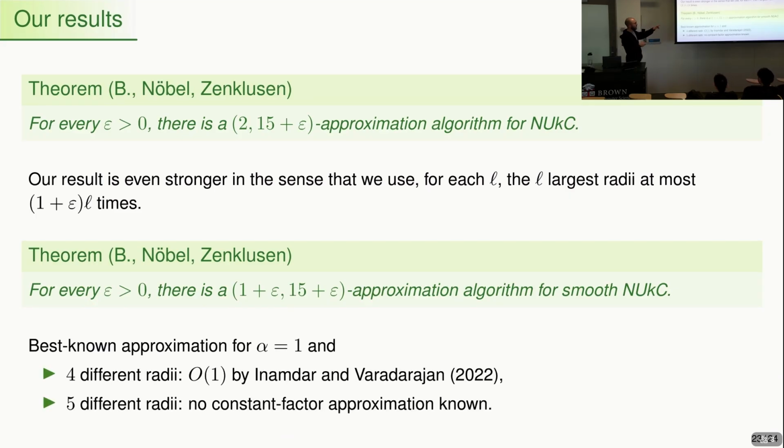Maybe one interesting open question is, this hardness result only applies if we have an arbitrary number of different radii. If this number would be constant, then it's conjectured that we could get a constant factor approximation, even if we don't open any more balls. For up to 4 different radii, this is known, but already with 5 different radii, this is still an open question.